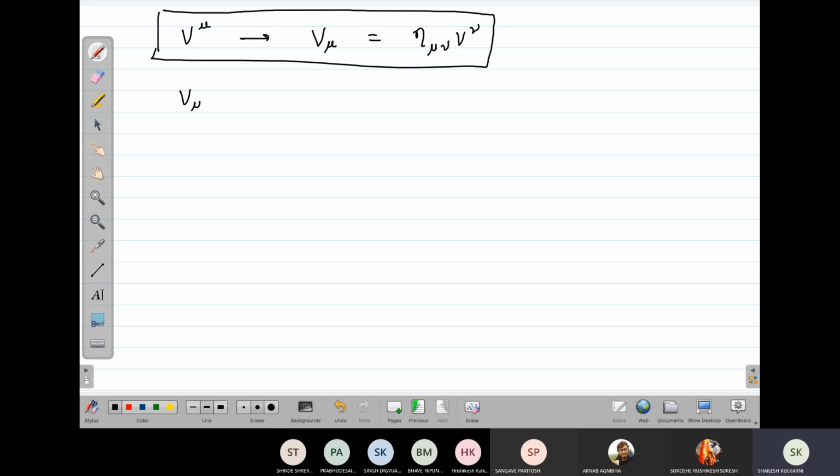Given a dual vector v mu, or instead of talking about vector and dual vector, I will talk about contravariant vectors and covariant vectors. So given a covariant component of a vector, I can obtain the corresponding contravariant component by raising the indices. This is lowering the indices, and this is raising.